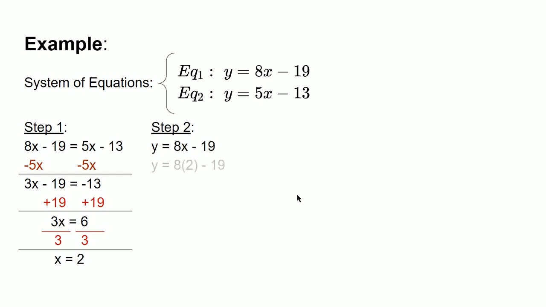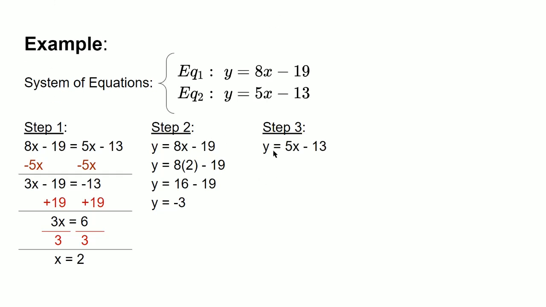Substituting in for x, we get y equals 8 times 2 minus 19. And now we evaluate the right side. 8 times 2 is 16. And 16 minus 19 is negative 3. So our solution, or suspected solution, is x equals 2, y equals negative 3. We're going to check that by plugging both of those values into equation 2. So equation 2 is y equals 5x minus 13.